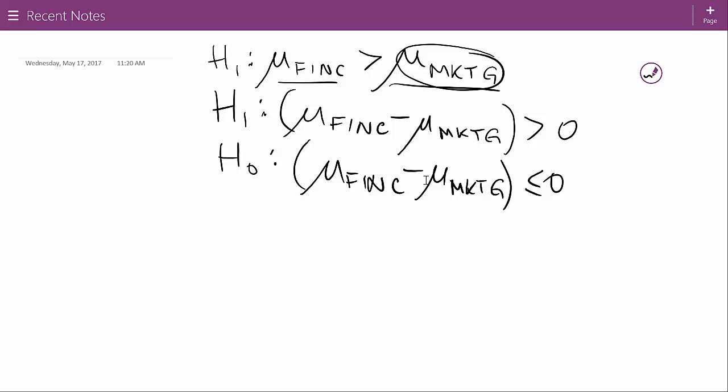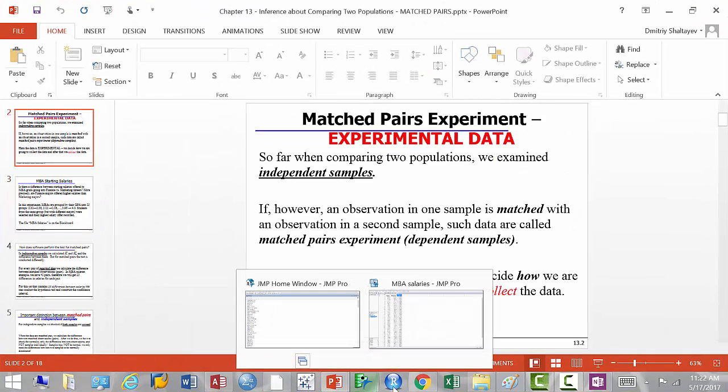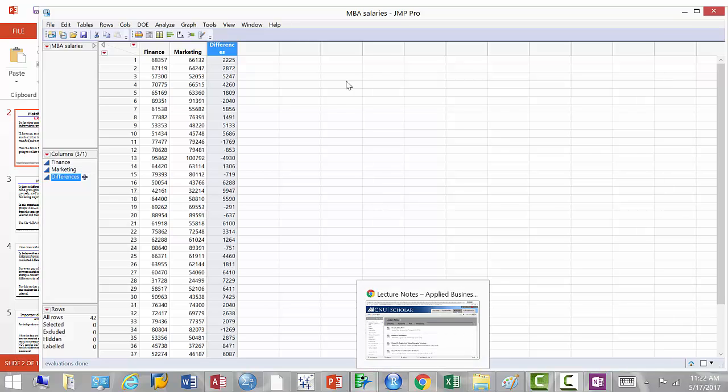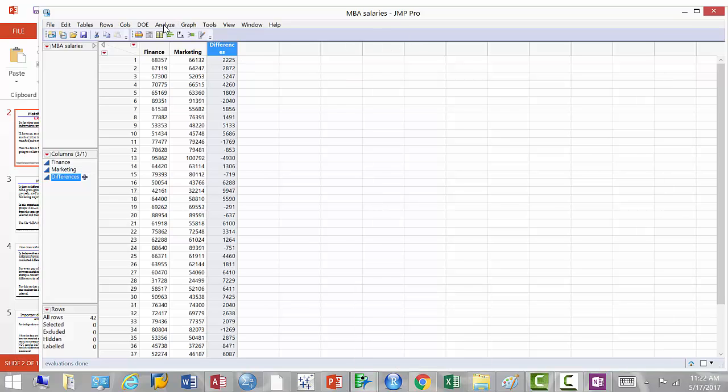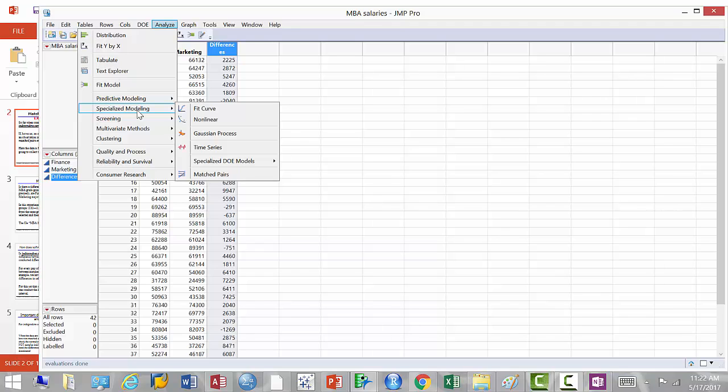All right. So now let's go ahead and test it. There's not much to do other than go ahead and test it. Now, testing of this hypothesis is kind of, we're going to use a slightly different menu than what we used so far, okay? If you go to the menu Analyze, and over there, Specialized Modeling, you will see an option that says Matched Pairs.